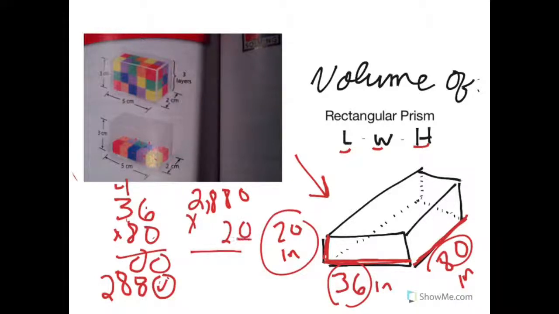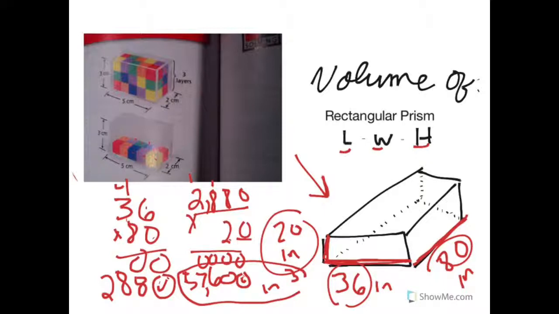Okay, I know 0 here times all of those numbers are going to be 0, 0, 0, 0. I drop down my smiley face placeholder. 2 times 0 is 0. 2 times 8 is 16. Drop the 6, carry the 1. 2 times 8 is 16, plus 1 is 17. Drop the 7, carry the 1. 2 times 2 is 4, plus 1 is 5. So I end up with 57,600 inches cubed would be the volume of this rectangular prism.